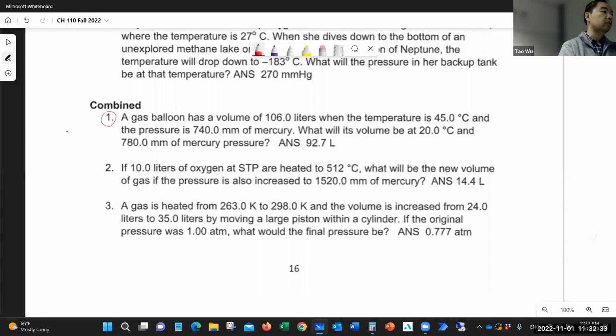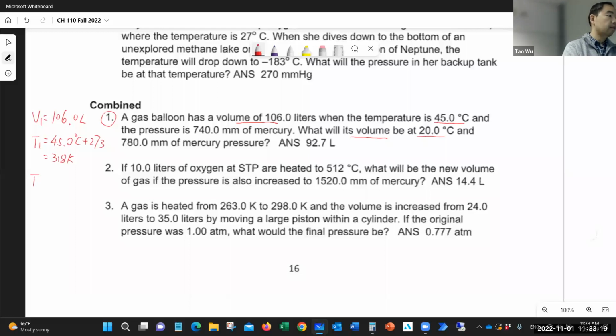First they give us a volume, and then they're asking for another volume. So the first one obviously is V1, 106.0 liters. And they also give you two different temperatures, one is 45 Celsius, the other is 20. So T1 should be 45.0 Celsius, and you plus 273 to get the Kelvin. This is 318 Kelvin.